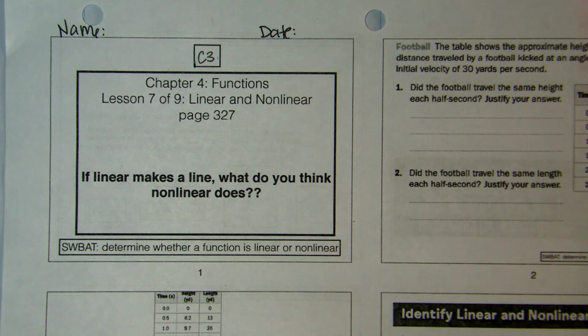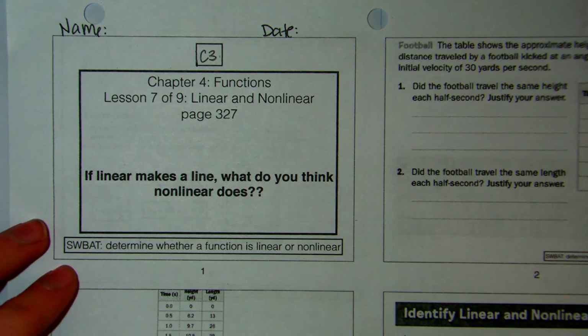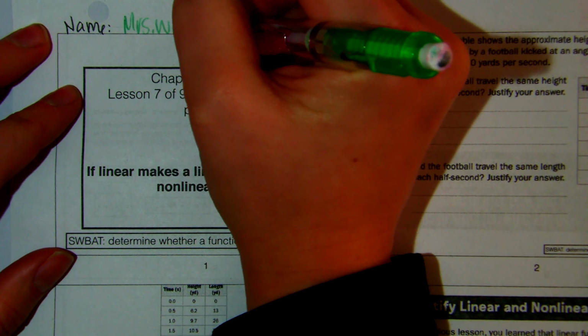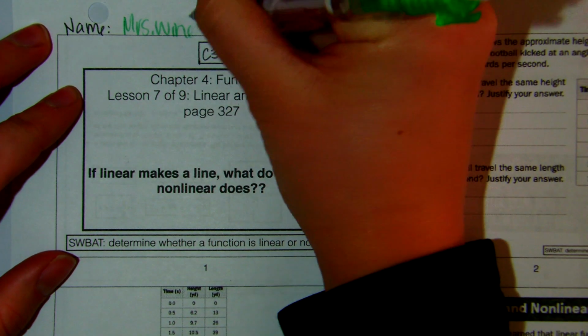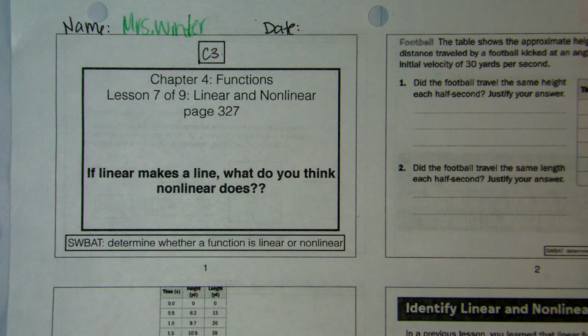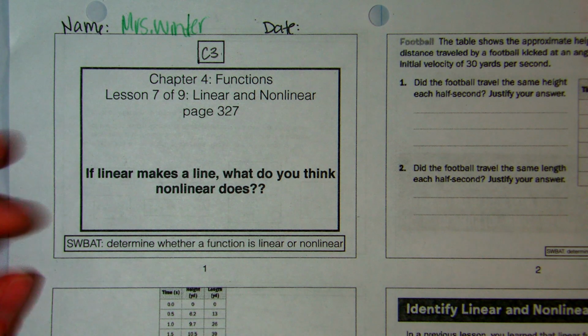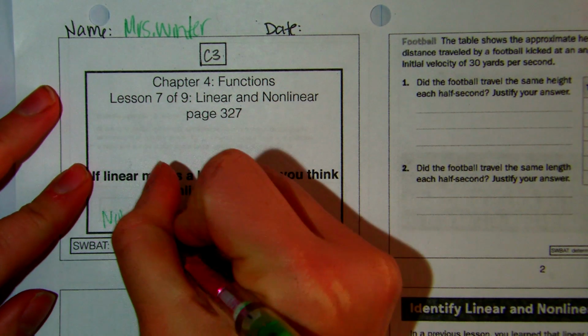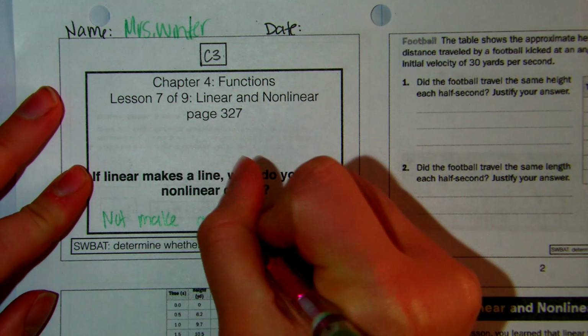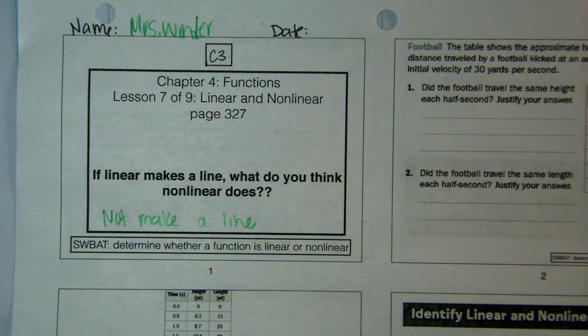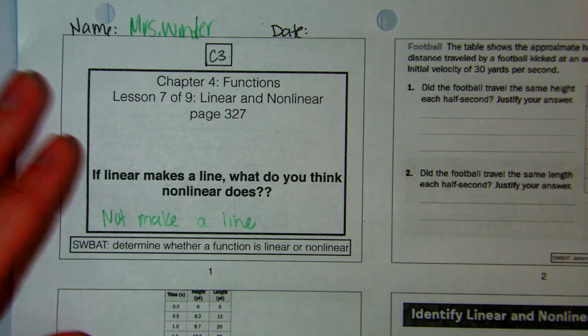All right, so today we are going to talk about linear and nonlinear functions. So, if linear makes a line, what do you think nonlinear does? Well, not make a line. So we're going to see some things today where we don't have straight lines. We don't have a constant rate of change. We don't have a slope. We don't have a constant ratio. All of those things would mean that it's not linear.